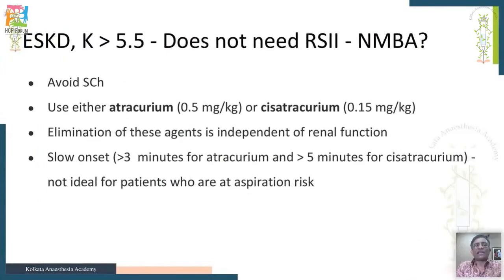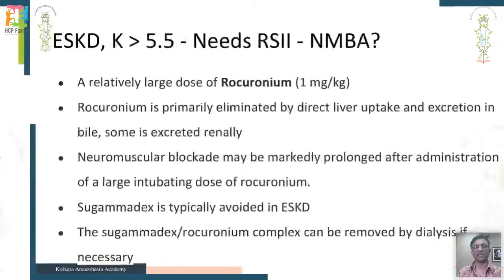So now you have a potassium which is more than 5.5, but the person does not need a rapid sequence induction intubation. What will be your muscle relaxant of choice? You will obviously avoid scoline or suxamethonium. In this scenario, the muscle relaxant of choice will be either atracurium or cisatracurium, because they have organ independent elimination, but they're slow in onset, so not a candidate for rapid sequence induction intubation.